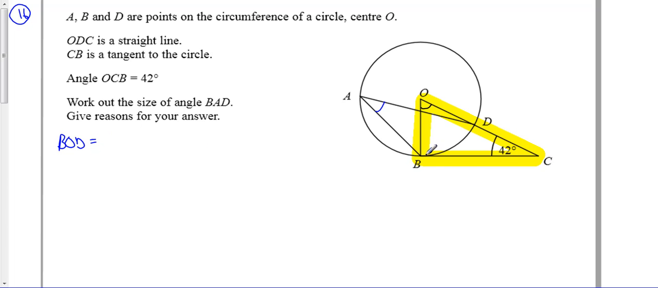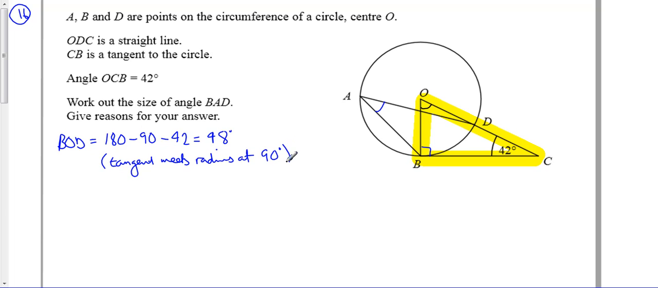is equal to, well, we know that this angle is 90 degrees because a radius meets a tangent at 90 degrees. So BOD is equal to 180 minus 90 minus 42, which gives us 48 degrees. And there's two reasons for that. One, tangent meets radius at 90 degrees, and the second reason is that's 180 degrees in a triangle.